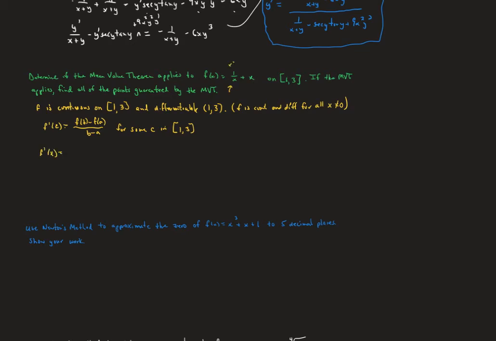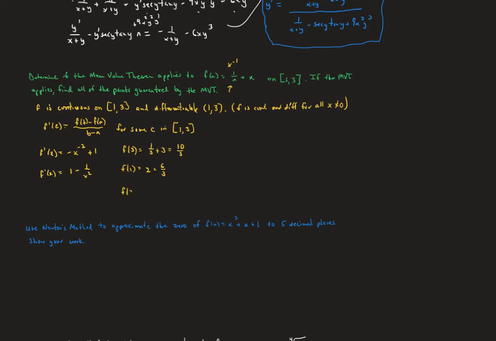This 1 over x is x to the negative 1. So its derivative is going to be negative x to the negative 2. And the derivative of x is 1. I'm going to maybe write that in a little more friendly form as 1 minus 1 over x squared. We'll come back to that. We need to know what is f of 3. F of 3 is going to be 1/3 plus 3. I'm going to call that 3 is 9/3 plus 1/3 is 10/3. F of 1 is going to be 1 plus 1 is 2. I'm going to think of that as being 6/3.